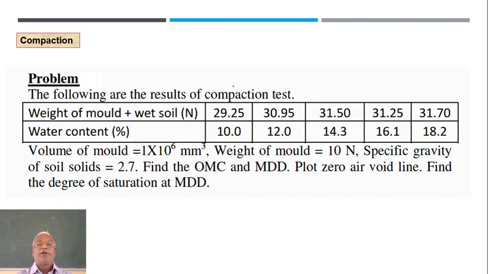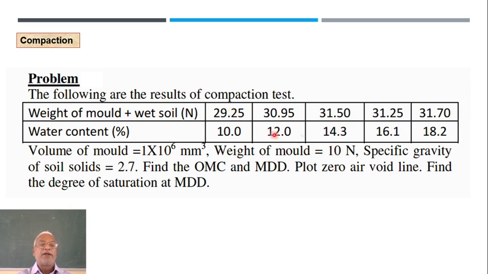Okay, to complete it, we'll have one example. What is given in this problem you can read easily. The following are the results of a compaction test. Weight of the mold plus wet soil is 29.25. Water content is given. The volume of the mold is given as 1 into 10 raised to 6 millimeter cube, or if you want in cc, it is 1000 cc, because you divide by 10 three times. So this becomes 1000 cc. Weight of the mold is given to be 10 newtons.